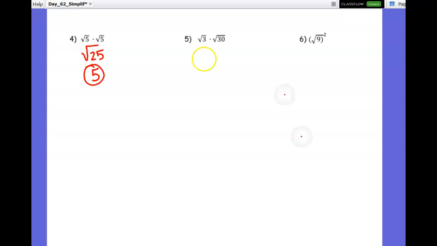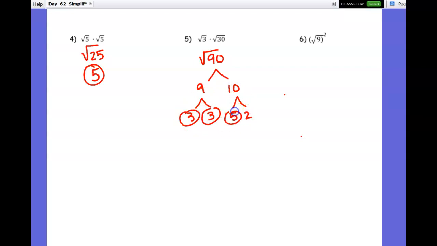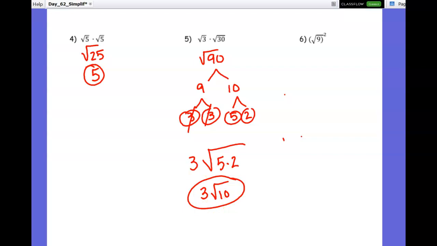3 times 30 is 90. Okay, so I'm going to start factoring it. I've got 9 and 10. 9, I can do 3 and 3. And 10, I can do 5 and 2 for the prime factorization. In simplest radical form, my index is 2, so I look for my pairs. I've got one pair of 3's. What's left over is 5 times 2, which is 10 for the radicand, so 3 radical 10.